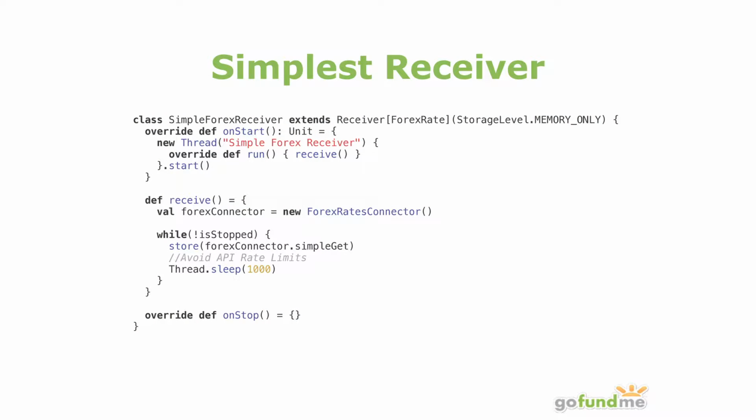OK, but this is how we actually build a receiver. This is the simplest possible receiver you can build. Nothing too fancy. If you notice, we have our connector, and we're doing a simple get. What I want to talk about is what you have to do to make this receiver happen. Spark provides you this receiver interface. It's actually an abstract class, which provides you some functionality for starting, stopping, but most importantly for storing data.